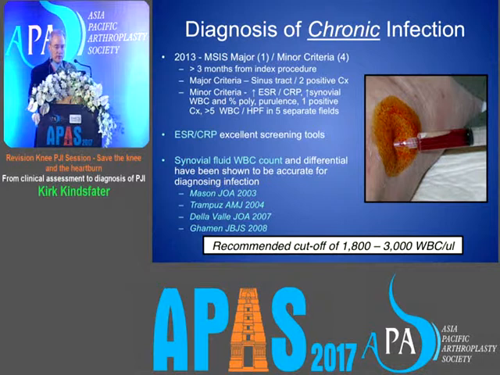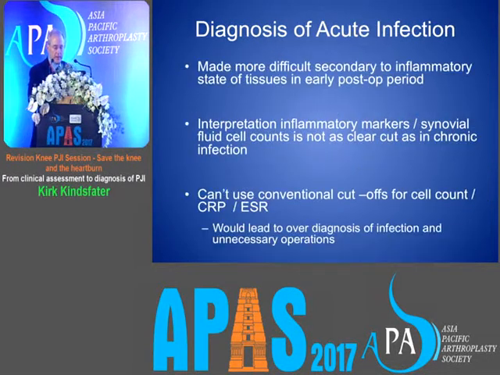In 2013, Musculoskeletal Infection Society made some criteria, major criteria and minor criteria. You can see those there. You need one major, you need 4 of the criteria to have definite infection. You can have less than 4 of the minor criteria and still have infection. And the SED rate and CRP are excellent screening tools, and many authors have shown that the synovial fluid white blood cell count and differential have been an accurate way to help diagnose infection. There's varying numbers for the cutoff in the white blood cells. I like to use 3,000 and above.